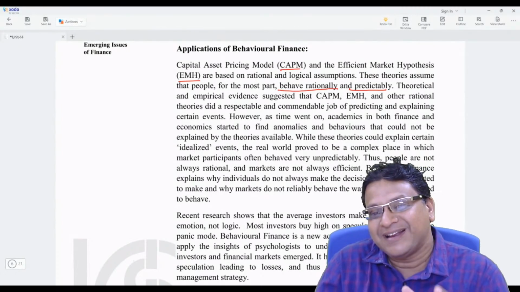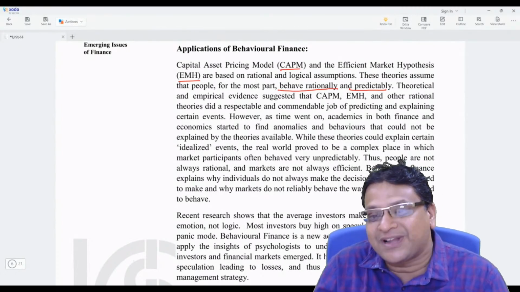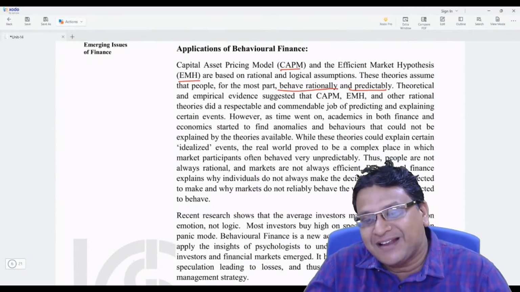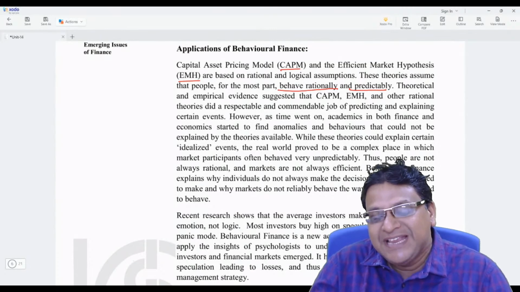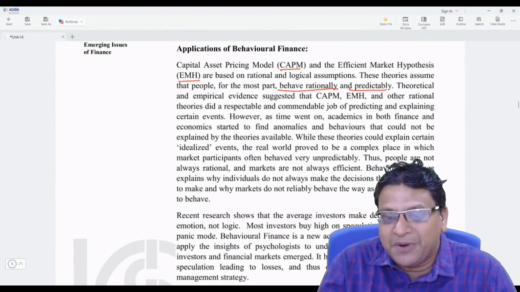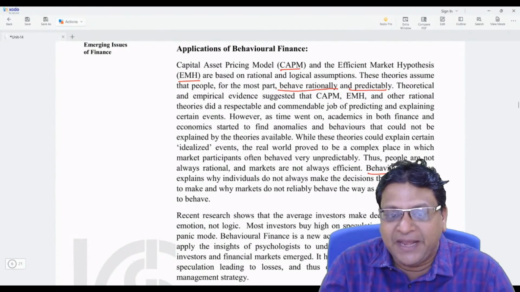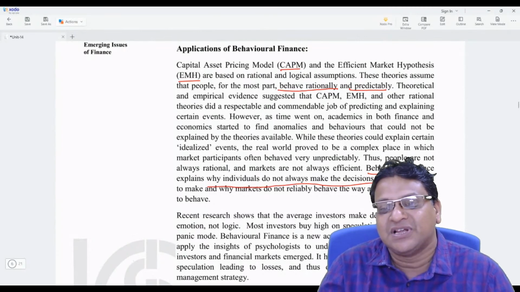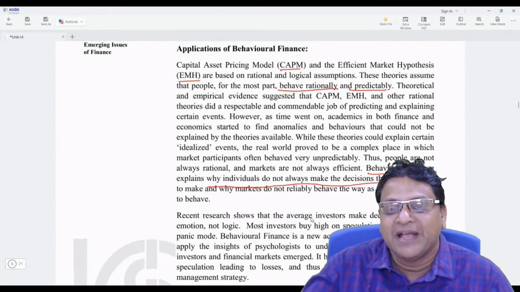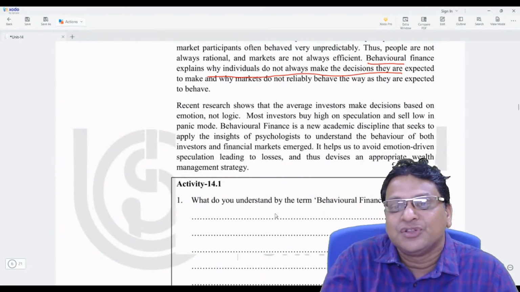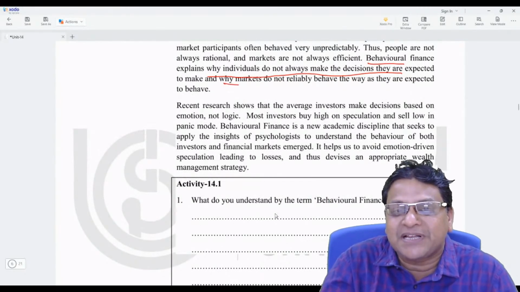Investors do not behave rationally all the time. Most of the time, they show irrational behavior which is influenced by emotions. Behavioral finance explains why individuals do not always make the decisions they are expected to make, and why markets do not reliably behave the way they are expected to behave.